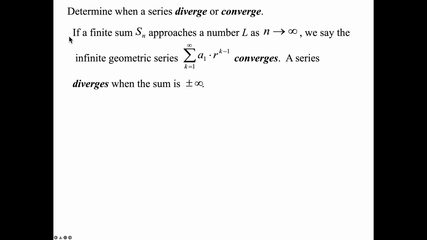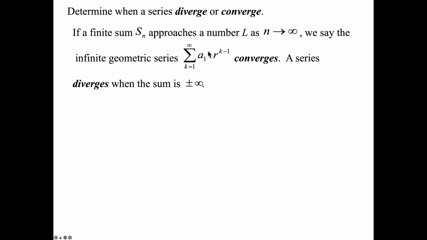All right, so the concept we're talking about here is when a series diverges or converges. The difference between these two words is as follows. If a finite sum, S of n, approaches a number, say capital L, as n goes to infinity, we say that this infinite geometric series, k equals 1 to infinity, converges. A series diverges if your sum keeps getting bigger and bigger and bigger, and it goes to positive infinity, or it keeps getting smaller and smaller to where it's approaching negative infinity.